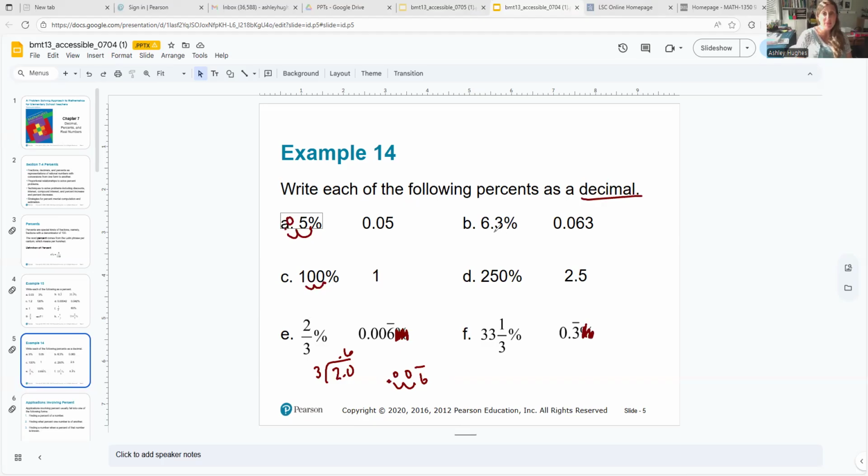6.3, again, I'm dividing by 100 or moving this back 2. So 0.063, dividing by 100 or moving the decimal back 2. So we get 2.5. Same idea here, 33.3%. This is 33.3 repeating. If I move the decimal back 2, I get 0.333 or 0.3 repeating. So when you're going from percents, if I want to make the percent a decimal, you're going to divide by 100. And the opposite when we're going the other way.